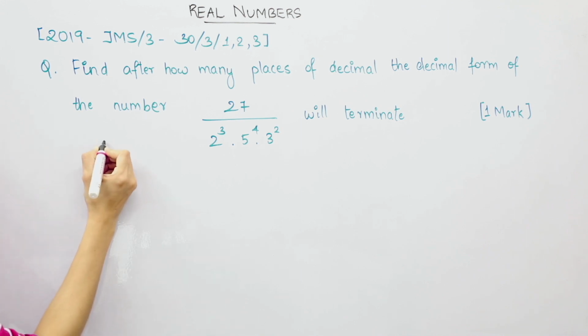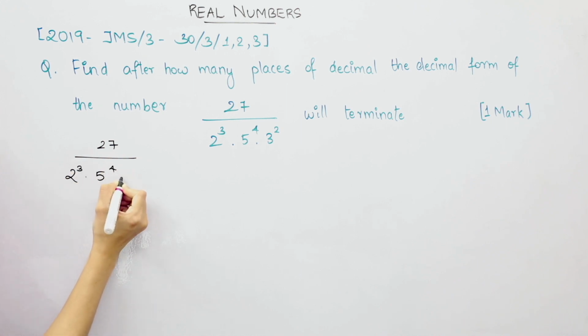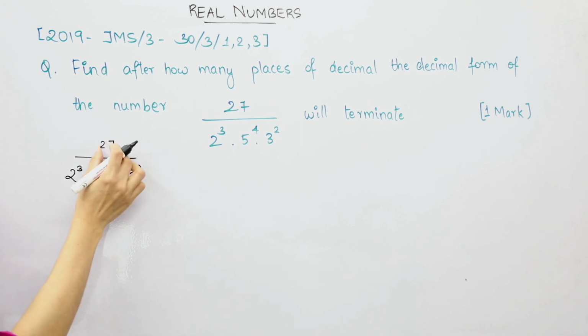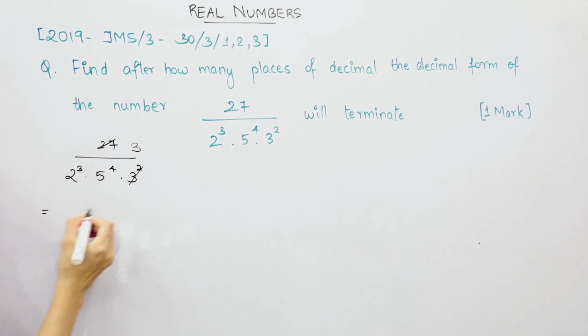So the number given to us is 27 by 2 cube into 5 raised to 4 into 3 squared. So for a rational number to have terminating decimal representation, the prime factorization of the denominator should have only 2 and 5. But here we have 3 additionally. But we can see that 3 squared, 9, will cancel out 27. So this will give us 3 in the numerator. So the fraction becomes 3 by 2 cube into 5 raised to 4. So now we have only 2 and 5 in its denominator. Therefore, this number will have a terminating decimal representation.